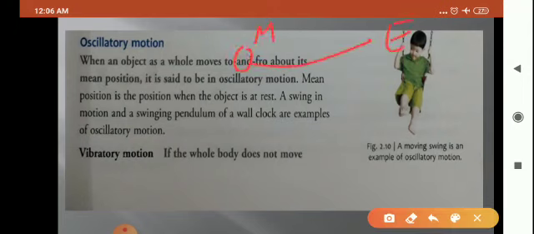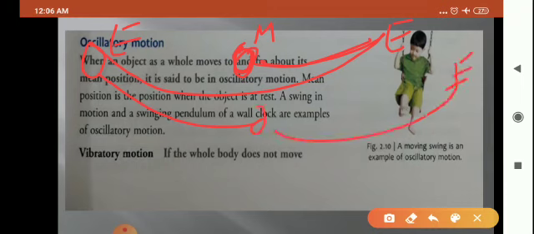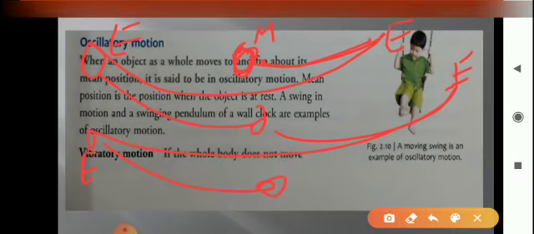Mean, extreme. Your swing is initially at rest, after hitting it will go to the extreme, then again it will go back to the other extreme, then again it will come to the mean, then again go to the extreme, then to another extreme, and then again come to the mean. So this kind of motion is known as oscillatory motion. And in oscillatory motion, children, your body as a whole moves.